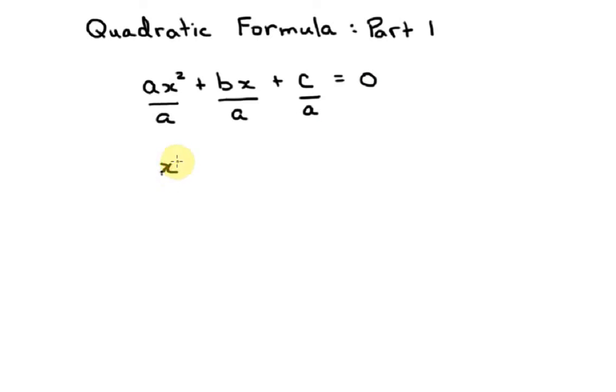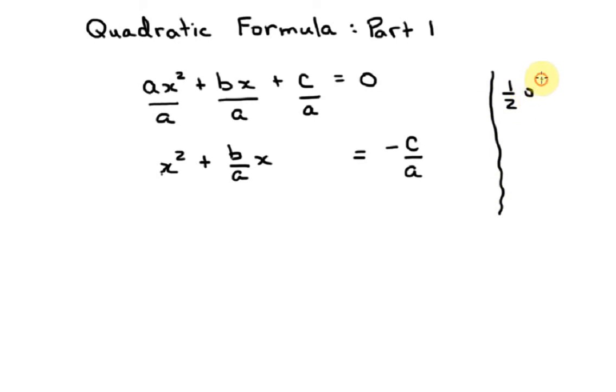So here's what we've got now: x squared plus b over a x. And I'm going to move this other guy here to the other side, so that's going to be negative c over a. Now, if I was going to complete the square, I would need half of this b over a. So let me do that too, let's see if we can cram that in on this side here. So we need half of b over a.